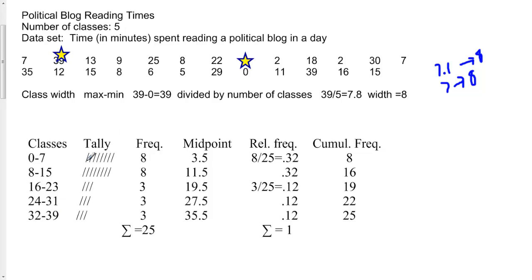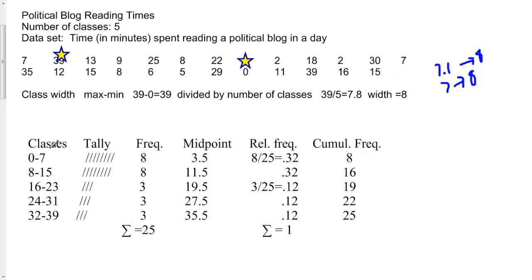Alright, then I tallied them up. I found out that there were 8 in the first class, 8 in the second class, 3 in the third class, 3 in the fourth class, and 3 in the fifth class. So my classes with the highest frequency would be these 2, and my classes with the lowest frequency would be these 2. Now I always total this column, and in your book you'll see that also, to show that there were 25 entries, and I double count to make sure that I had them right.